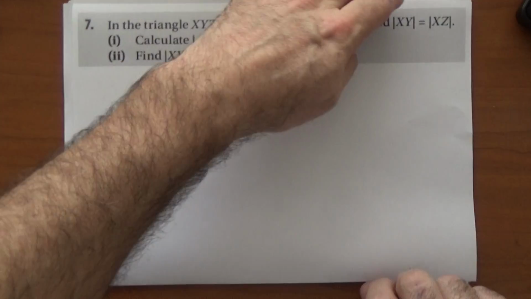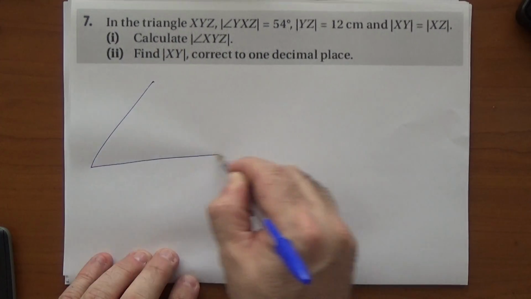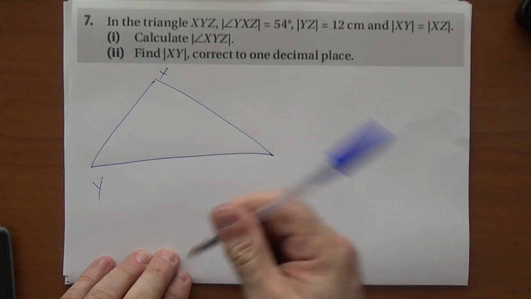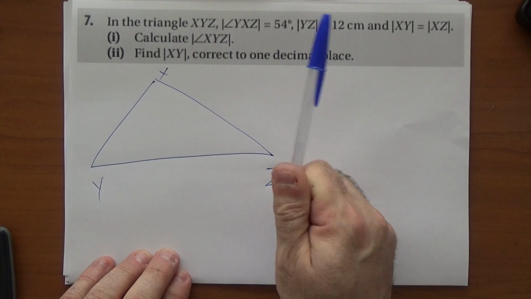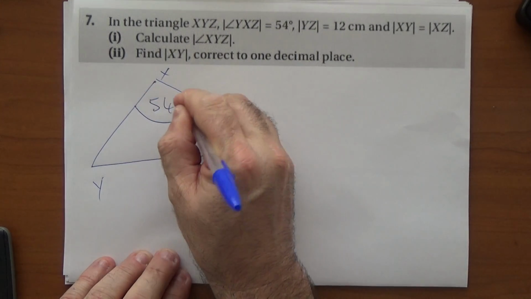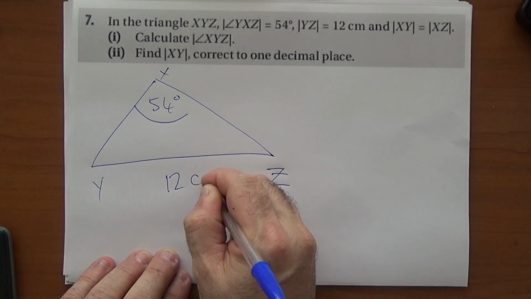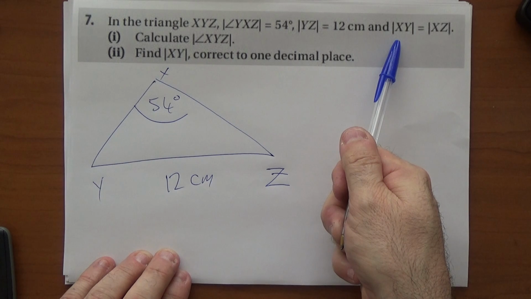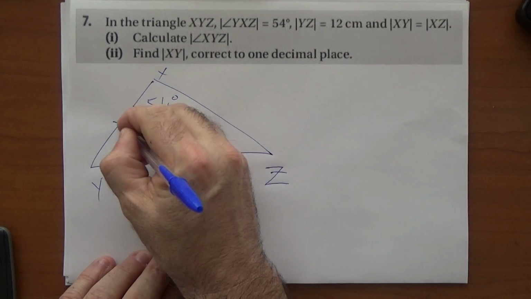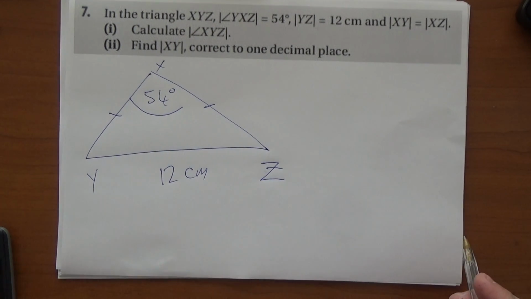On to question 7. Don't we just love trigonometry? We do indeed. Suckers for trigonometry. Just keep doing loads and loads of questions. X, Y, and Z. And the angle at X is 54 degrees. YZ equals 12 centimeters. And oh lovely, we have an isosceles triangle. So the other two sides are the same length. What does that tell us?